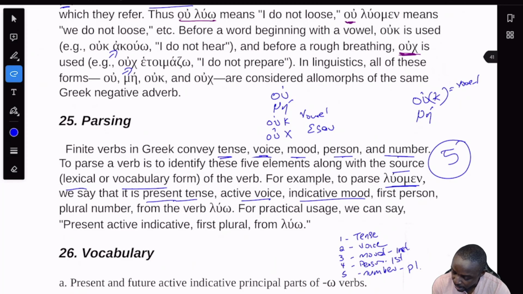I just put IND right there for indicative. What voice is it? It is the active voice. And what tense is it? It is the present tense. It's not past tense, it's not future tense, it's not passive, it's not middle, it's active, and so on. And the mood is not imperative, it's not subjunctive, it's indicative. And then the person is not second person, it's first person. And then the number is not singular, it's plural. So these are the five elements of every verb.